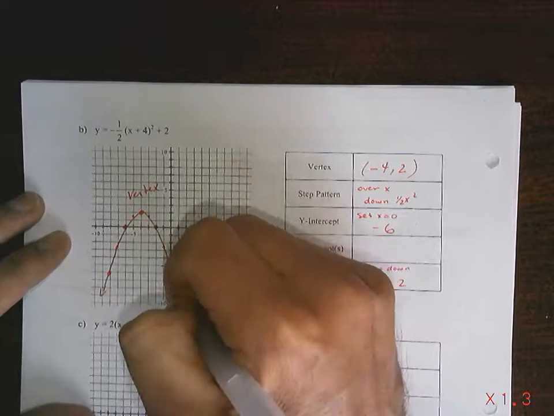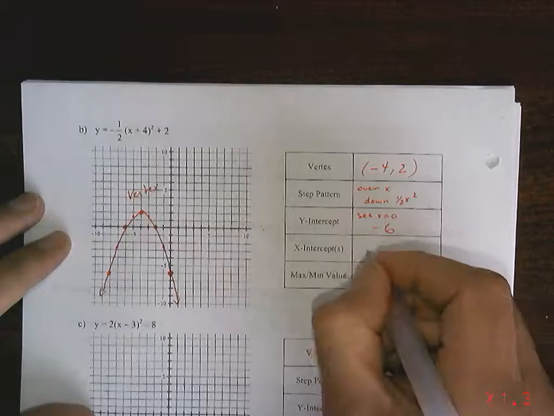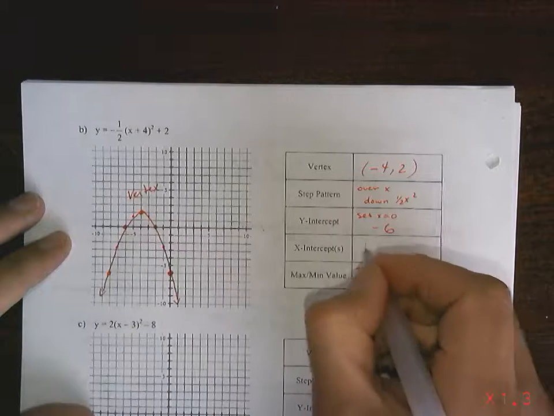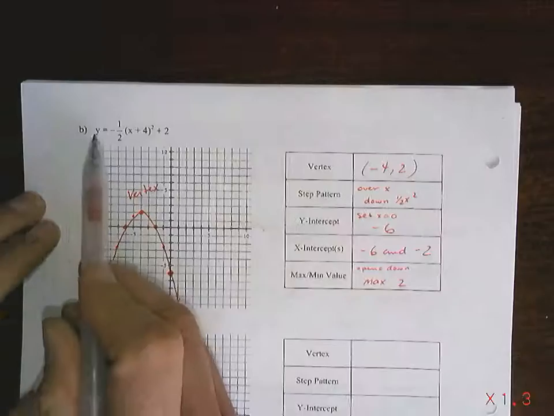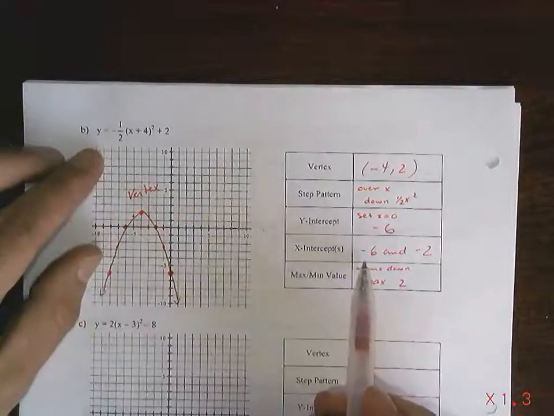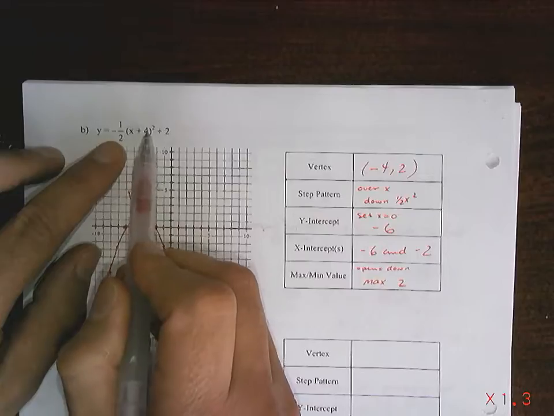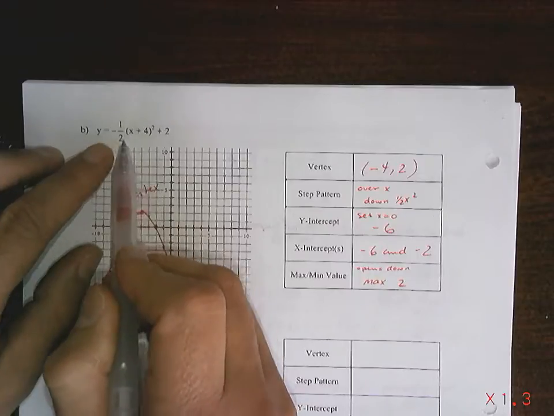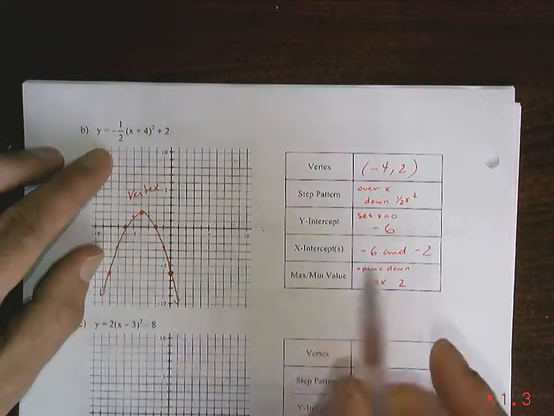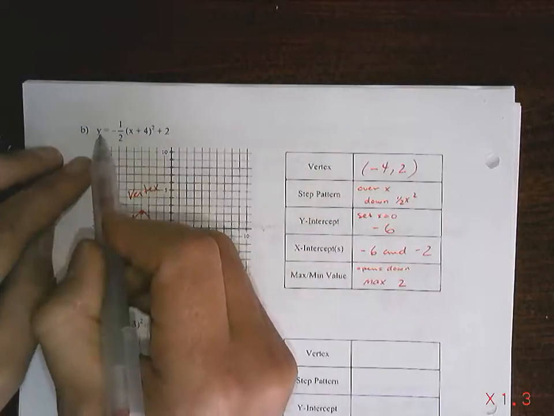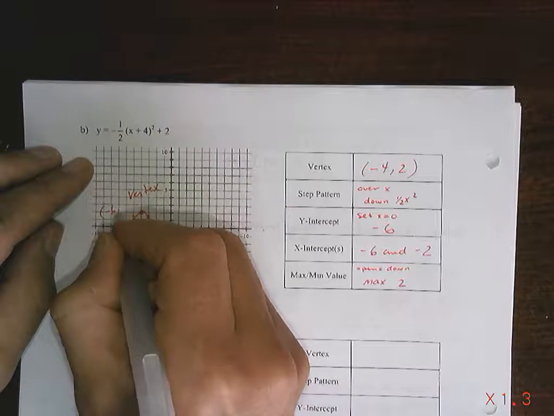I can now read my x values for my x-intercept. They're going to be negative 2 and negative 6. I can check them with the equation. If I take negative 6, plug it in, negative 6 plus 4 is negative 2, negative 2 squared is 4, divided by 2 is 2, negative 2 plus 2 is 0. So negative 6 will give me a y value of 0, which is in fact an x-intercept, negative 6, 0.